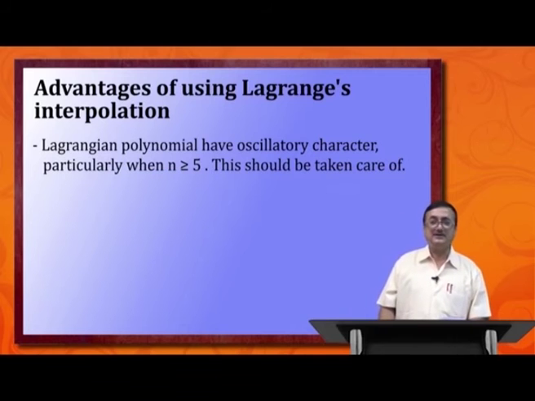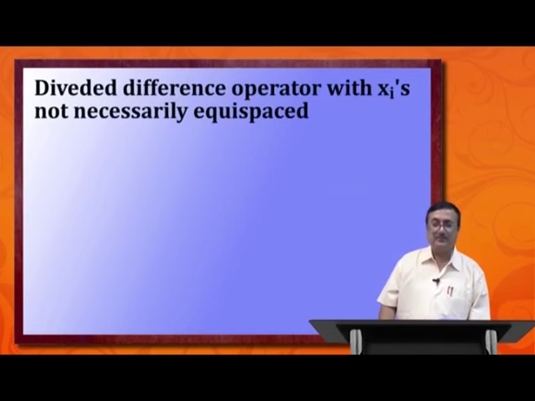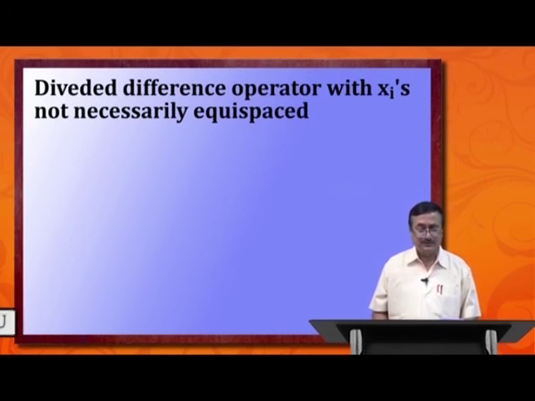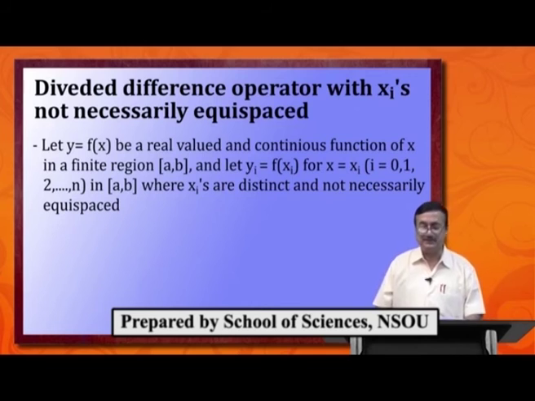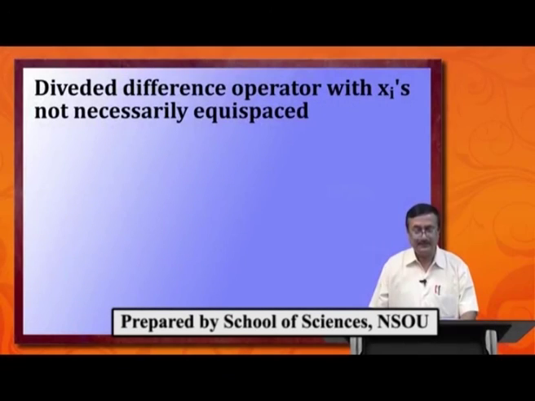We shall now go to another kind of interpolation polynomial, which is known as Newton's divided difference polynomial. Before going into that, let us now define what is divided difference operator. Let y = f(x) be a real valued and continuous function of x in a finite region AB, which is called the region of our interest, and let y_i = f(x_i) for x = x_i, i = 1 to n in the closed interval AB, where x_i's are distinct and not necessarily equispaced. We define divided difference of f(x) for the nodes x_i.